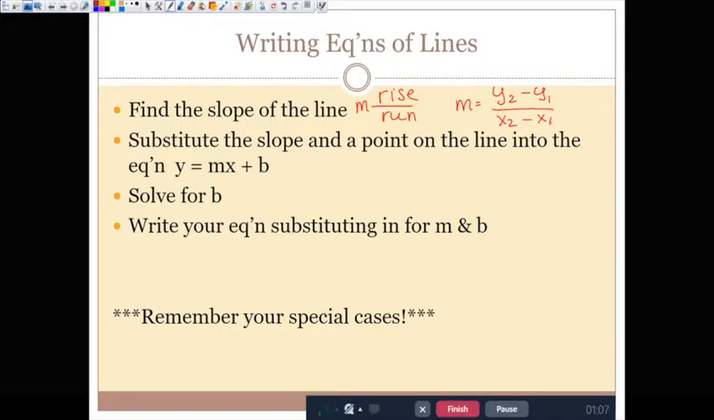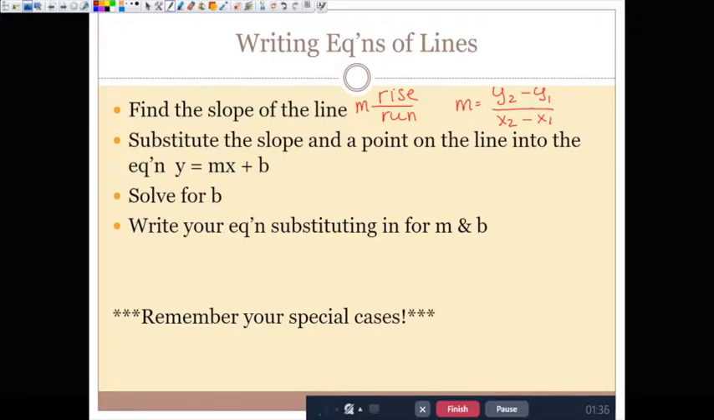So what we're going to do is, once we find the slope, substitute the slope and a point on the line into the equation y equals mx plus b. Then we are going to solve for b. Once we solve for b, we will have m and b. Then we substitute m and b into our equation, and that's it. We keep our x and y as x and y at the end.